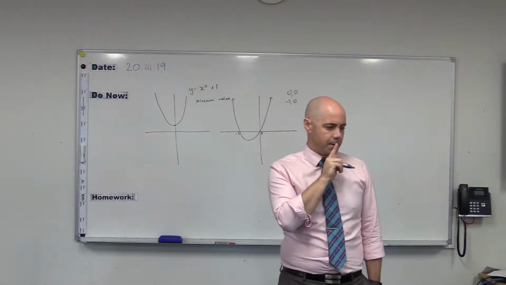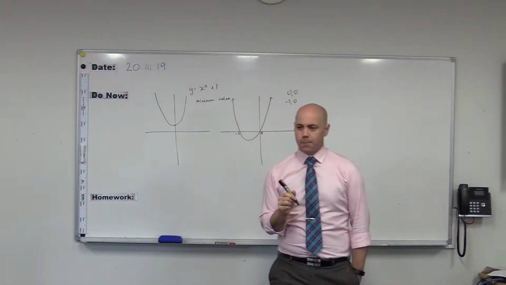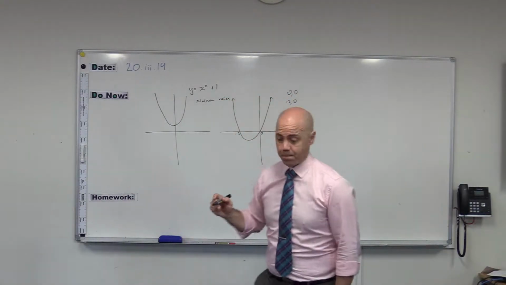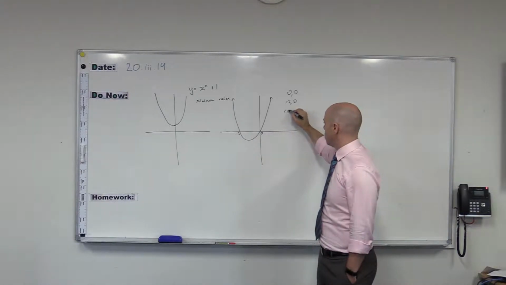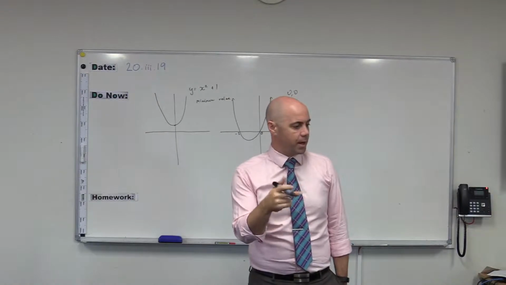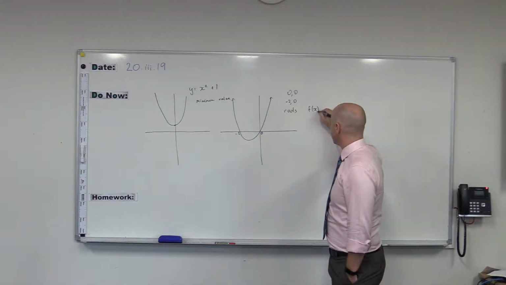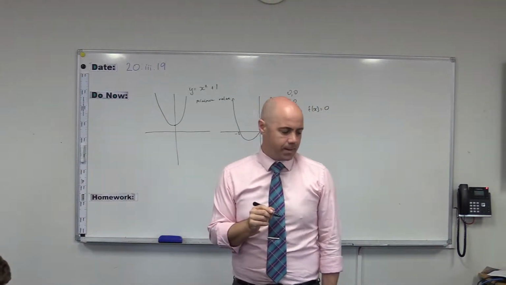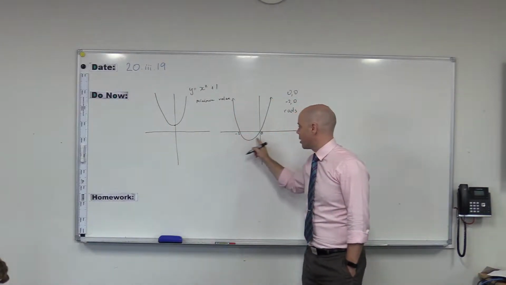But what else do I know about that? What do we call these things where it crosses the x-axis? Intercepts. Other words we call, for quadratics in particular, or for polynomials generally, we call them roots of an equation, where they cross the x-axis. It also tells us where the function equals 0. Okay? So both of those are roots of the equation.